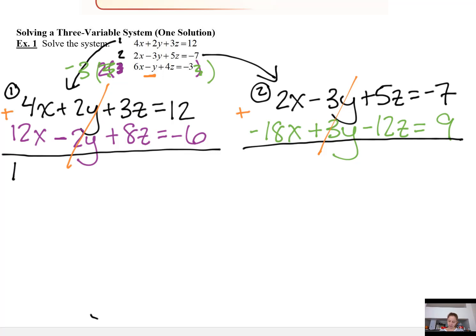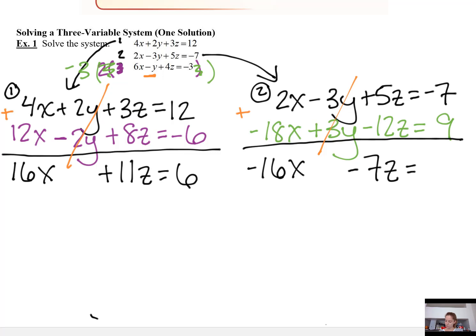I end up with 16x plus 11z equals 6. And I end up with -16x minus 7z equals 2. Okay, now I've eliminated the y's, and I have 2 different equations with 2 variables. Not to get confused, I'm now going to call this equation, let's call it A, and this equation B.